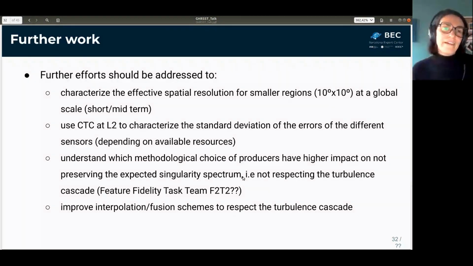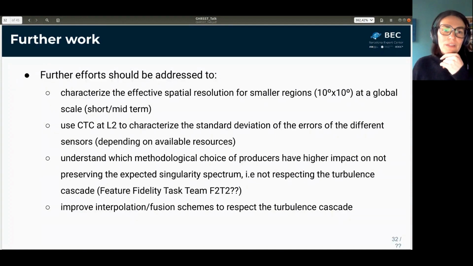As further work, I think that further efforts should be addressed to characterize the effective spatial resolution for smaller regions, maybe at a global scale, because as you know, it's not going to be homogeneous. I mean, the products are not going to have the same spatial resolution in all the globe. So I think it would be nice for the users to know which product is best in each region. We would like to use the CTC at level 2 to characterize the standard deviation of the errors for the different sensors. But this depends on the available resources, and maybe it is mid to long term, I don't know.